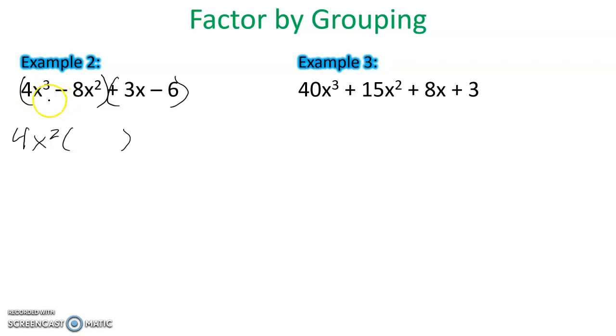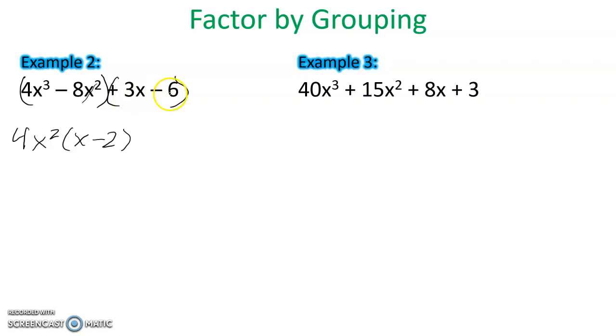4 divided by 4 is 1. If I take 2 x's away from 3, I'm left with 1x. Negative 8 divided by 4 is minus 2. To take out 2 x's, I'm going to be left with no x's. All right. And that's for the first one.